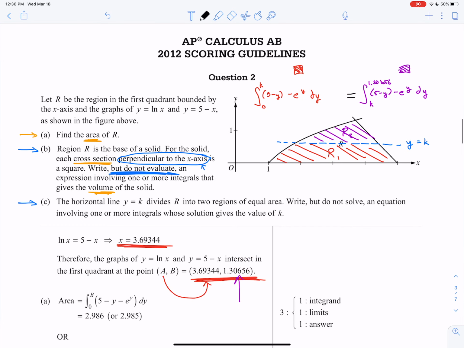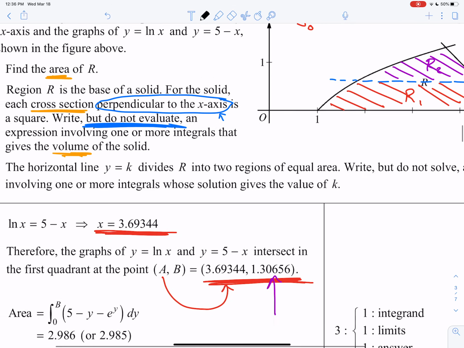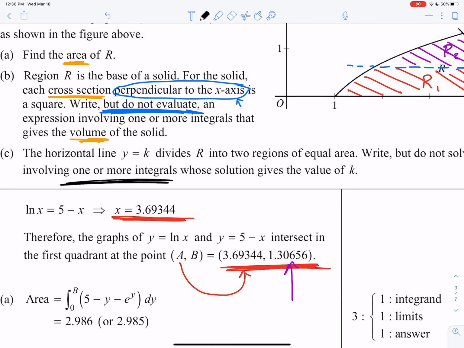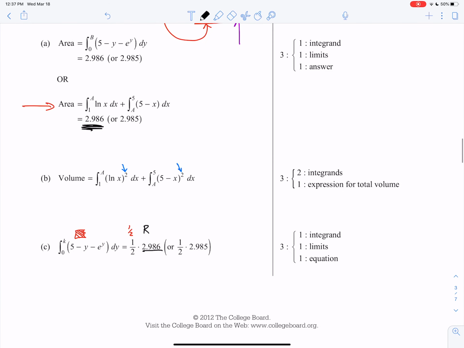I think it's just easier to do this, setting up two integrals, but you do have the option, because it does say use one or more integrals. So I'll leave that up to you guys on which one you want to do there. Okay, that's it.